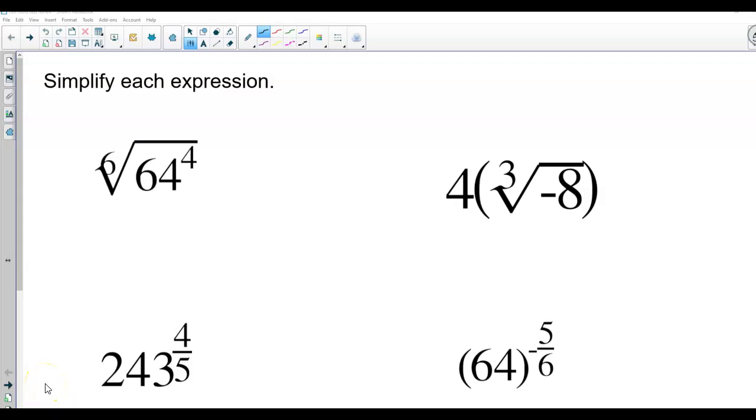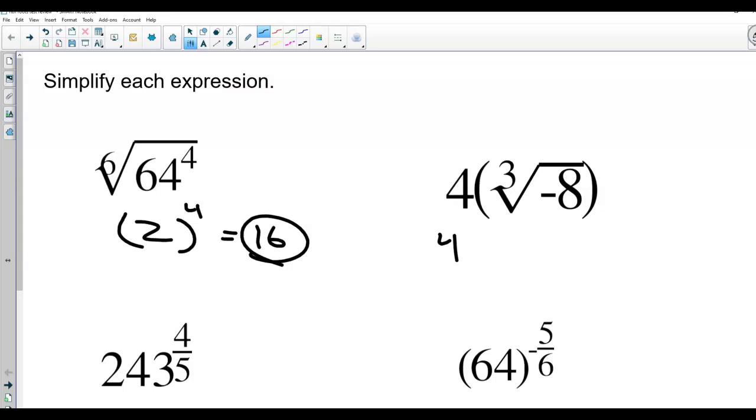When we're simplifying these, and you'll get all types, the big thing you have to remember is you deal with the index first. The 6th root of 64 is 2. And then I'm raising that to the 4th power, which is 16. So once again, we always deal with the index first. Here we have a 4 on the outside we'll deal with later.